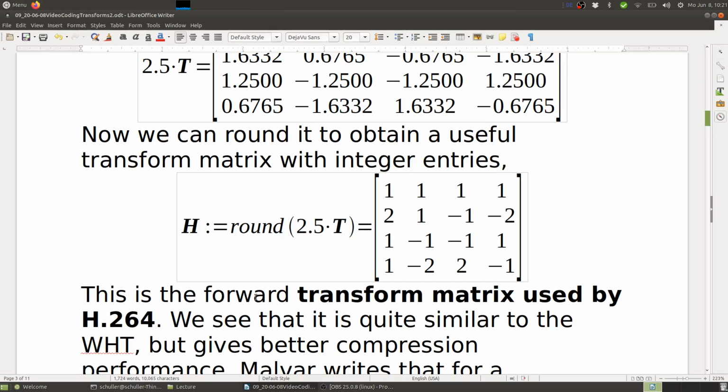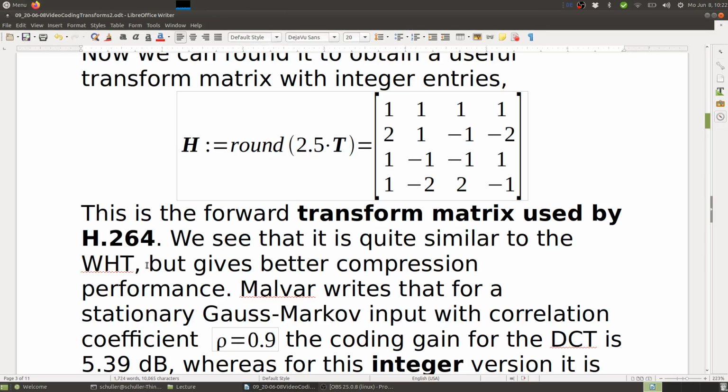This is then actually the forward transform matrix used by H.264. We see that it is quite similar to the Walsh-Hadamard transform, where we only had ones and minus ones. But here we have additionally 2s and minus 2s. This makes a big difference because it gives a better compression performance.